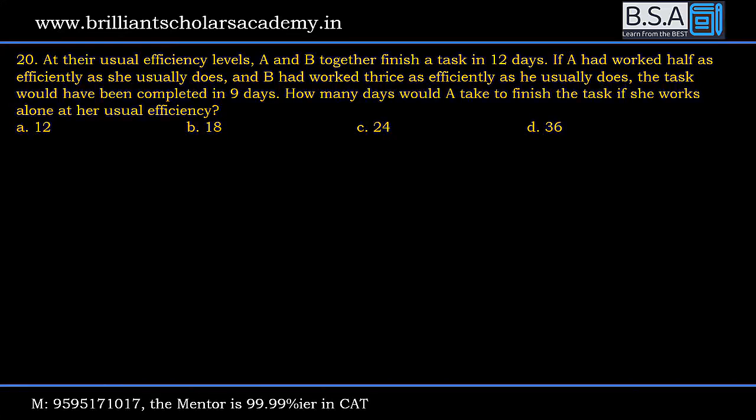At their usual efficiency levels, A and B together finish a task in 12 days. If A alone worked at half as efficient as she usually does, and B worked thrice as efficiently as he usually does, the task would have been completed in 9 days. How many days would A alone take to finish the task if she works alone at her usual efficiency?